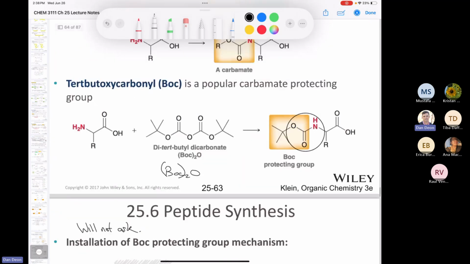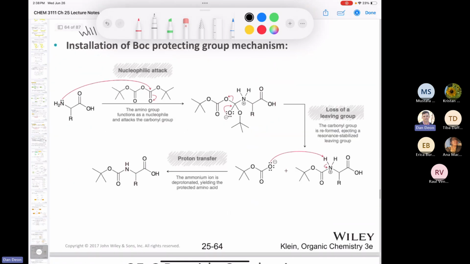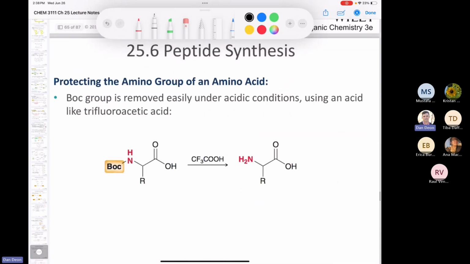What you need to know is this. You need to know that if you take your amino group and you put it with BOC2O, you end up installing the BOC group. So instead of writing this whole thing out, you can even write the condensed structure. You could just say NHBOC, and BOC, not Blue Oyster Cult. That's a band. Anyhow, that would be acceptable with me. And I will not ask the mechanism.